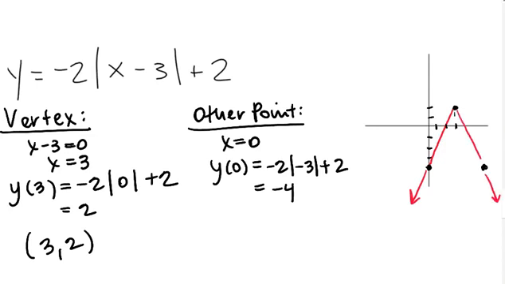Okay, so we're seeing that the negative makes it open down. The 2 makes it maybe a little narrower. The 3 on the inside is affecting the x coordinate of the vertex, and the plus 2 is somehow affecting the y coordinate of the vertex.